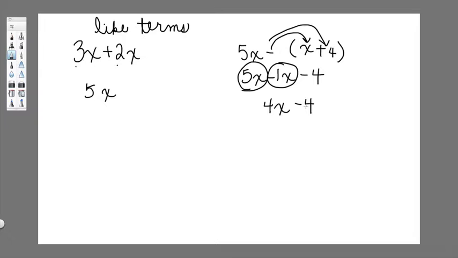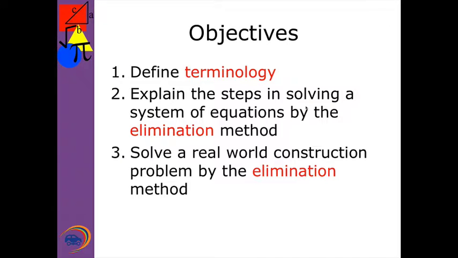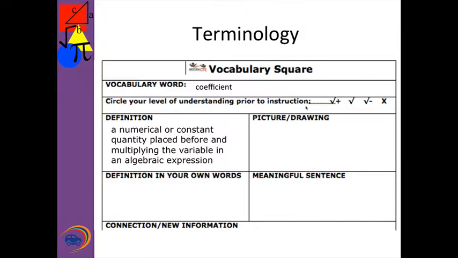All right, add this to your note taker if you missed a problem, and I'll meet you back here in a minute. Welcome back. Let's go back to our PowerPoint and look at our objectives for today. There we go. Our objectives for today are to define terminology, to explain the steps in solving a system of equations by the elimination or addition method, and to solve a real-world construction problem by the elimination method. So add the missing terms to your note taker. All right. Then we're going to go on.